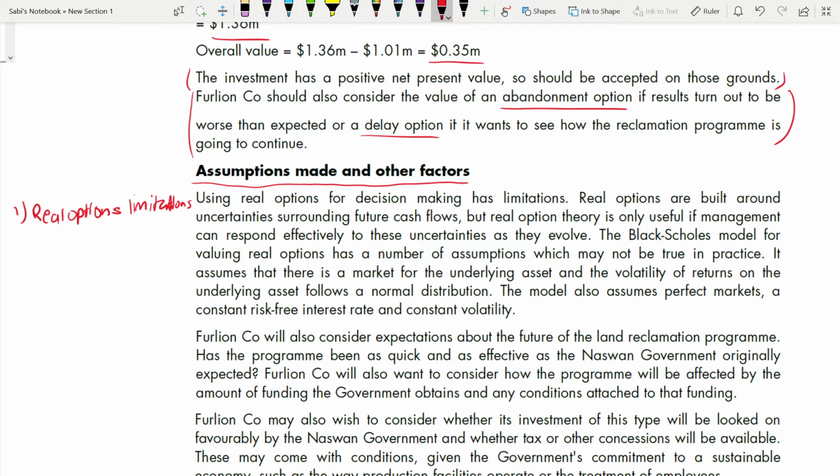Using real options for decision making. What are we using the real options for? For decision making. So, using real options for decision making has limitations. You write that sentence. Now you say what the limitations are. So you build up on that point. The first point, the main point you have to say, you always write in the beginning of your paragraph. Now, all the rest of the sentences which you write, you're building up on that point. You're explaining that point in depth, in detail.